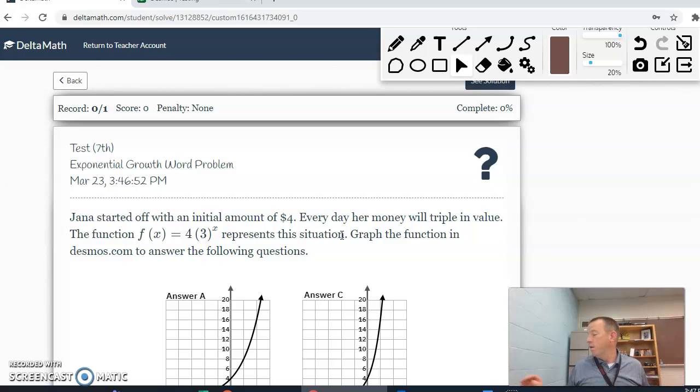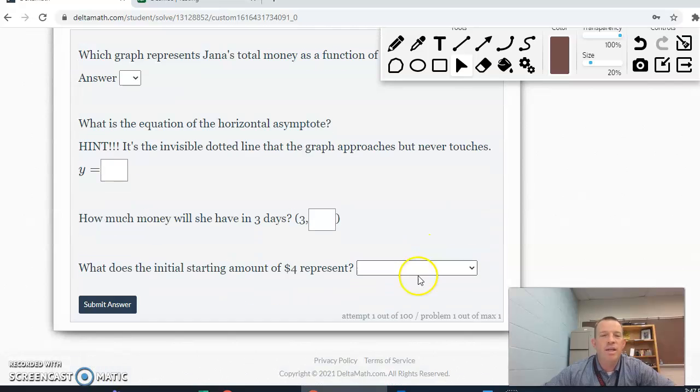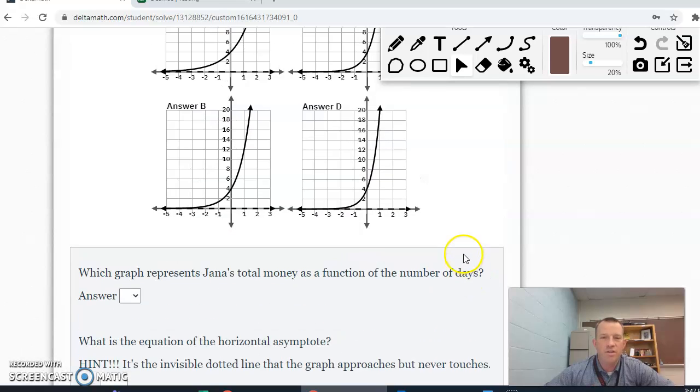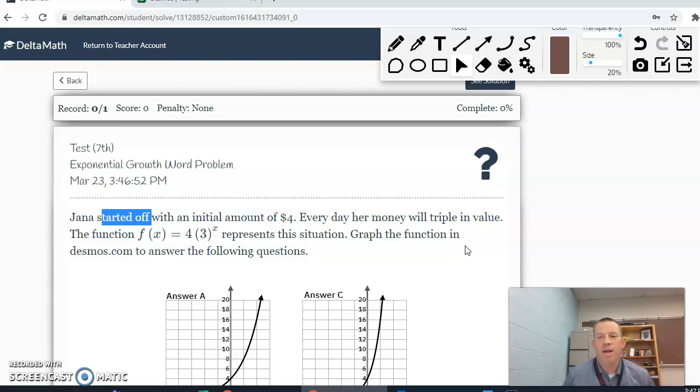we have, it says Jana started off with an initial amount of $4. Well, anytime it says you started off, okay, that's going to be when the days or the beginning, when we start at 0, the y-intercept is going to be 4. So the 4 represents the y-intercept, okay?